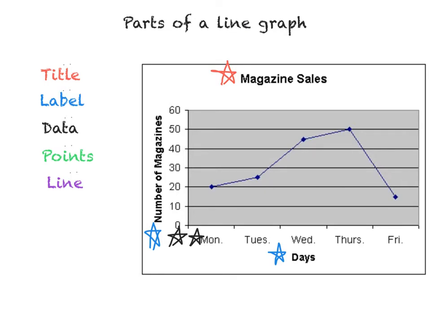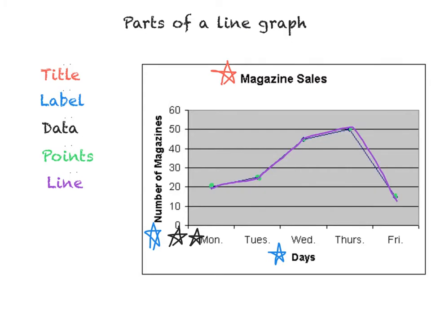The fourth item on our list are the points. Those are the spots where we put in our information. We just put a little dot in the correct places, and those little dots are called points. And finally, once we have all of our points done, we go back and we connect them with a line, which is where the term line graph comes from.